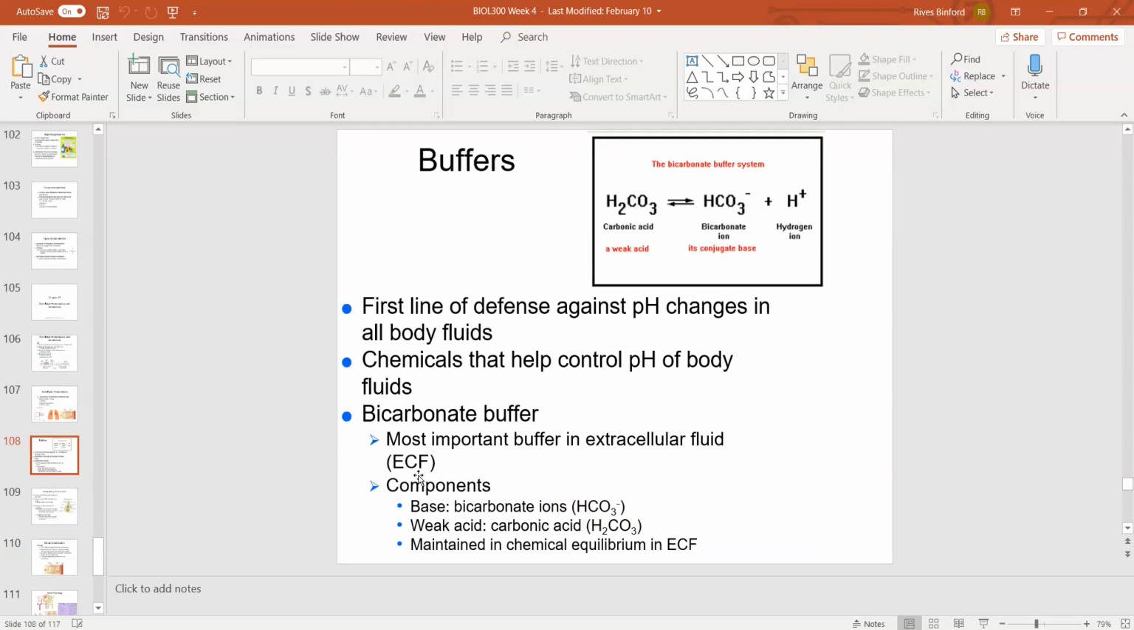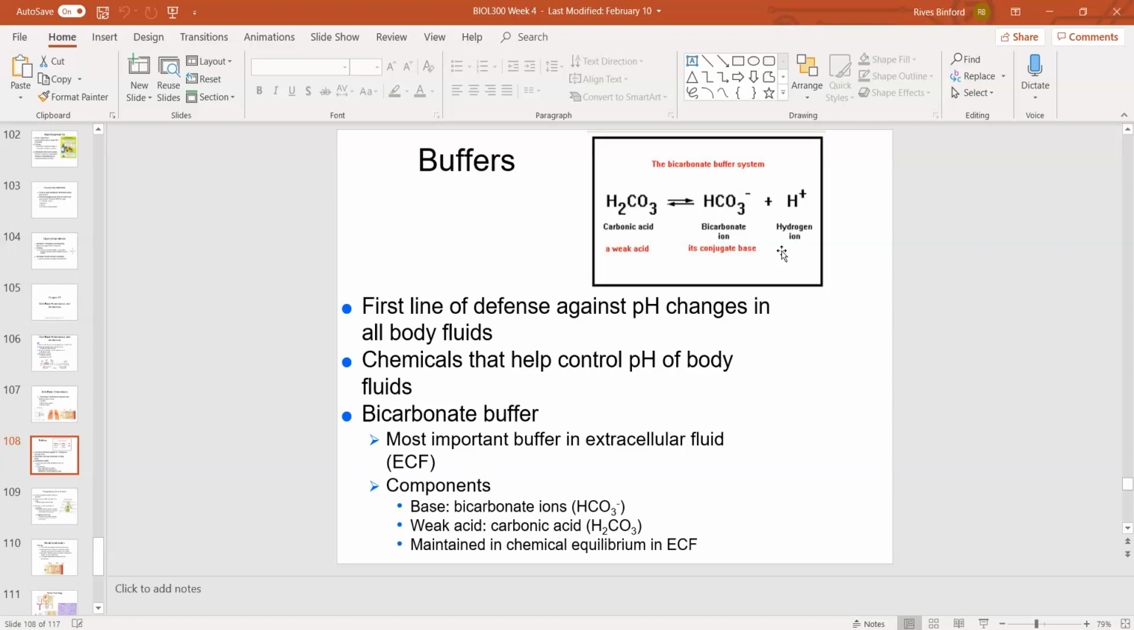Our bicarbonate buffer system, again, is part of our kidneys. It's part of our renal or urinary system. This is a bicarbonate ion, and the most important thing about a bicarbonate ion is that it is capable of binding to free hydrogen ions or releasing free hydrogen ions depending on the serum concentration of hydrogen. So if you're in a very basic environment, bicarbonate can release hydrogen and make it more acidic. If you're in a very acidic environment, bicarbonate can bind that free hydrogen and make it slightly more alkaline.